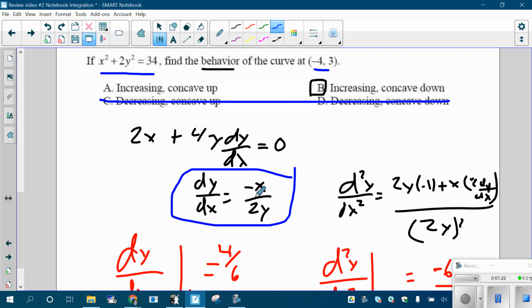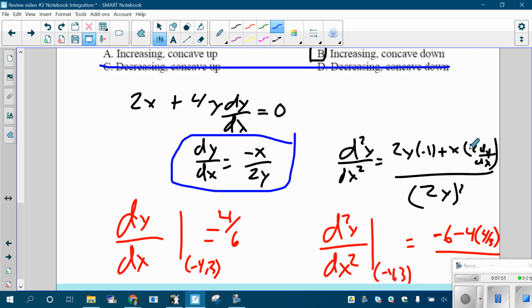Now I need to find the second derivative. Well, I have my first derivative. How do you find the second derivative? Take the derivative of the first derivative. Keep in mind, my y is still not by itself. I'm going to need to use implicit again. Low d high, less high d low, all over the denominator squared. For sure. When I do d low, I'm doing the derivative of a y term, so the derivative of 2y with respect to x is 2 dy/dx.